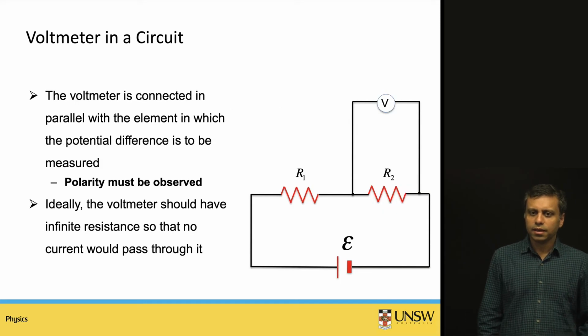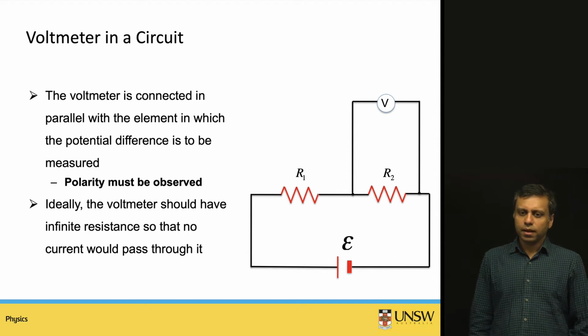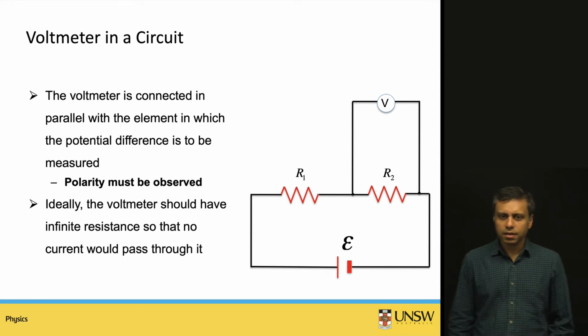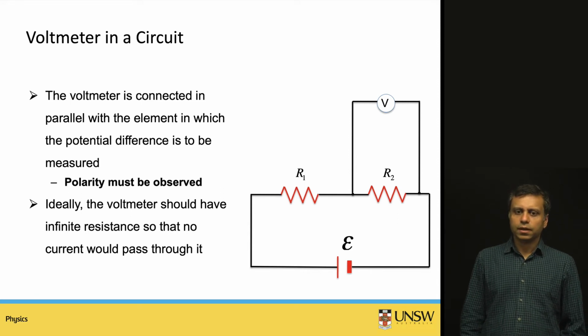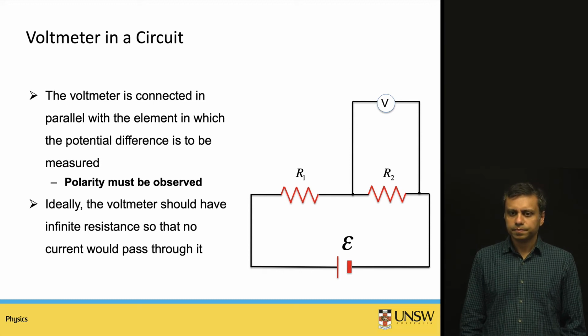Over here you see a circuit diagram with a voltmeter connected across R2, because we are interested in measuring the voltage drop across R2. The polarity of the voltmeter has to match up with the battery for the circuit to work. The voltmeter should have infinite resistance so that it doesn't draw much current through it.